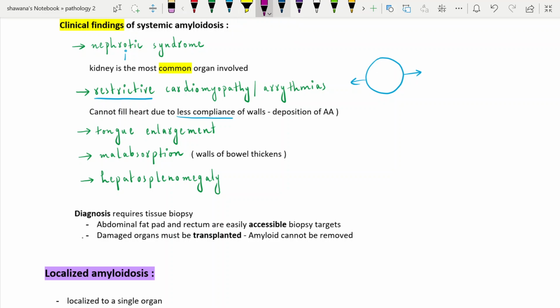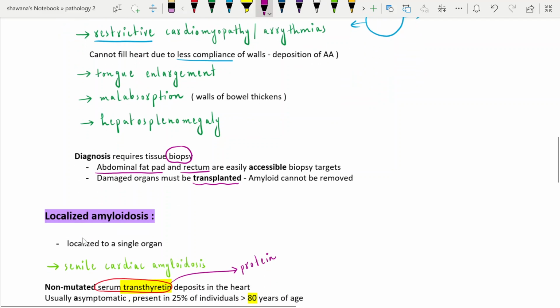The diagnostic criterion for amyloid is biopsy, because we cannot just suspect amyloid via the blood test, via the CBC, but we should also do a biopsy. The most important targets for biopsy are the abdominal fat pad and the rectum, because these are easily accessible for biopsy, and the damaged organ must be transplanted. It's very important clinically because amyloid cannot be removed.